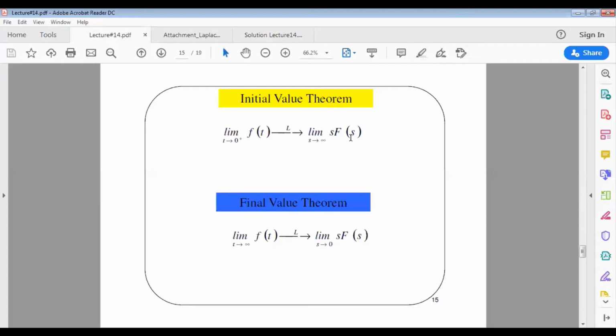Whereas for the final value theorem, which is the final value of f(t), you assume that the final value is f(infinity). So it is equal to the limit of s approaching 0 of s multiplied by F(s). Maybe it's good to explain this theorem using examples, so let's have a look at the examples which can make us more familiar with this theorem.